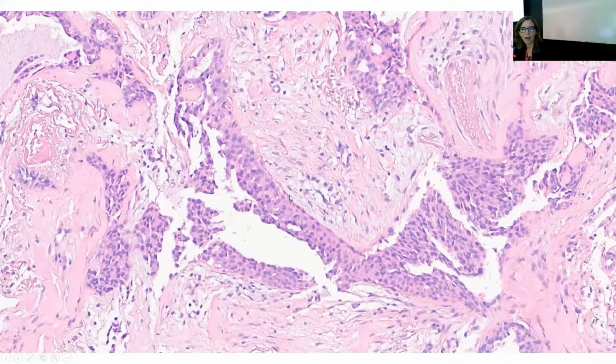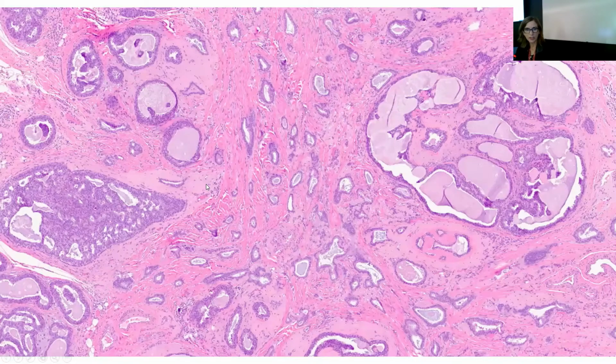So here's just higher power of that prior slide showing you the myoepithelial cell layer and the heterogeneous epithelial cells of this area of usual ductal hyperplasia within a complex sclerosing lesion. Contrast that with a tubular carcinoma, which is a mimic for radial scar sometimes, and you can actually even have elastotic stroma in tubular carcinomas. So it can be a little tricky. So you can see some elastosis.